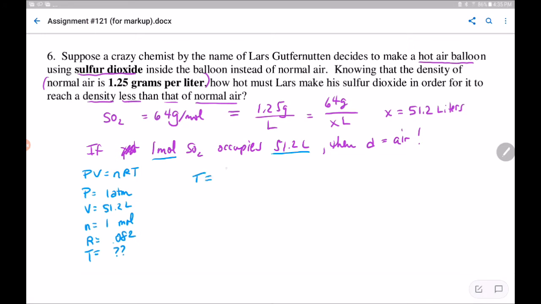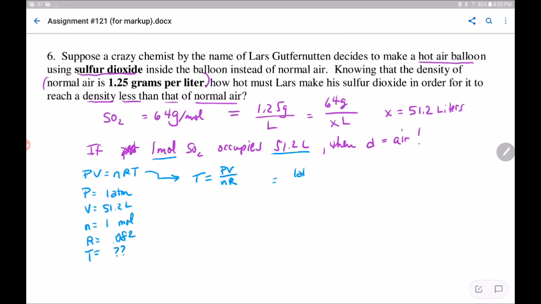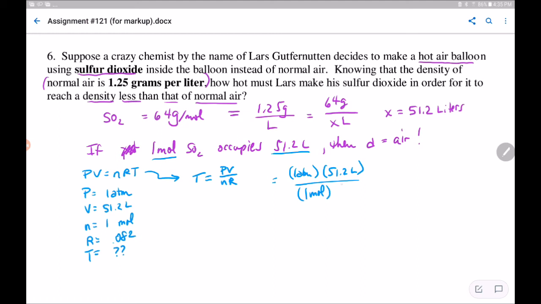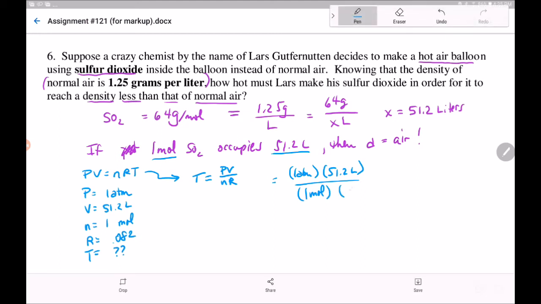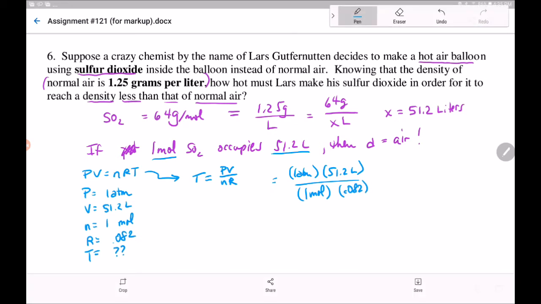I'm rearranging the equation a little bit. T equals PV over NR. So scientists often rearrange equations. This just comes from here. And now I can plug in the values I have. P is 1 atmosphere. V is 51.2 liters. I'm labeling these numbers here, but I won't use them in the actual calculation. I'm just identifying all the variables. 0.082 is R. Okay, so that's a calculator problem. Pretty easy calculator problem.